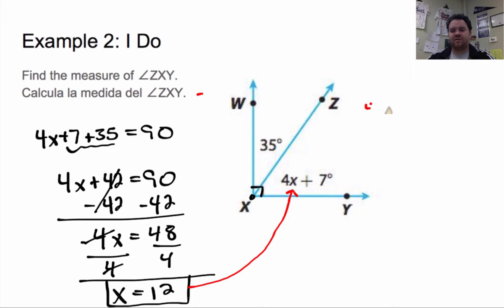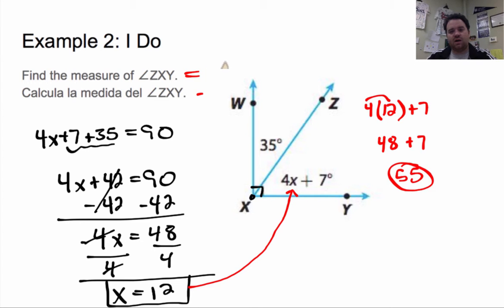So I'm going to say 4 times 12 plus 7. I need to figure out what that is. 4 times 12 is 48, plus 7 would be 55. So now I know that measure ZXY is equal to 55 degrees.